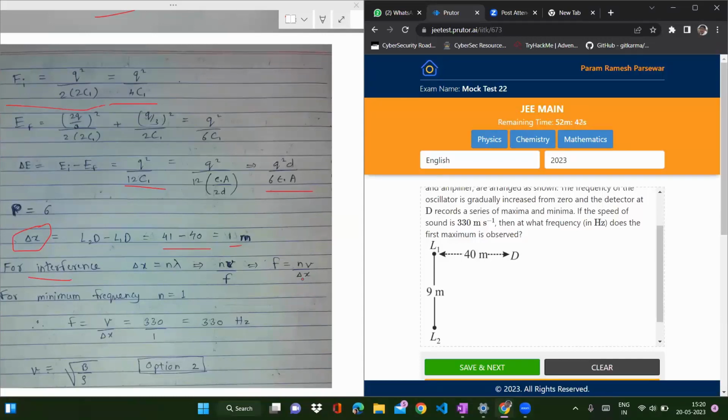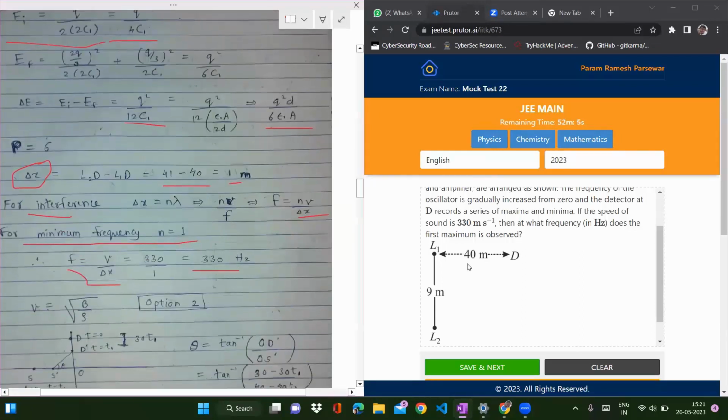So for minimum frequency, the relation comes out to f equals n v by delta x, where v is the velocity of sound, and n is a natural number 1, 2, 3, 4, and delta x is the difference in the distance traveled by the waves. So for minimum frequency n equals 1. So f equals v by delta x, as we put the value of n equals 1 for minimum frequency. So the answer comes out to be 330 Hz.